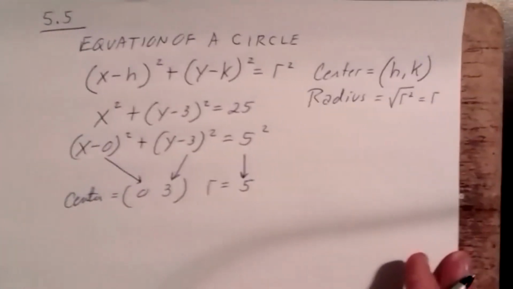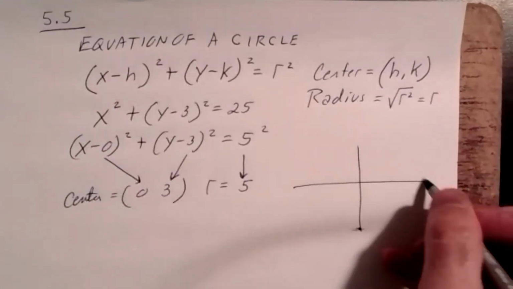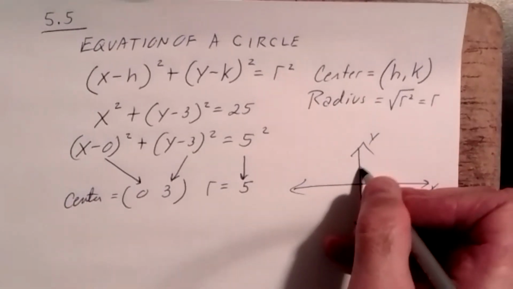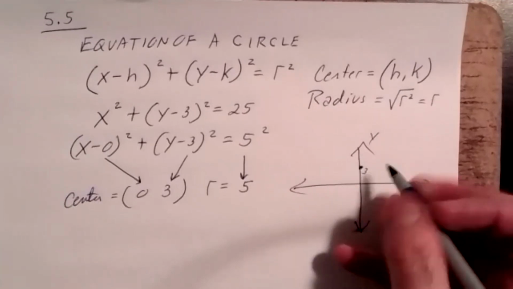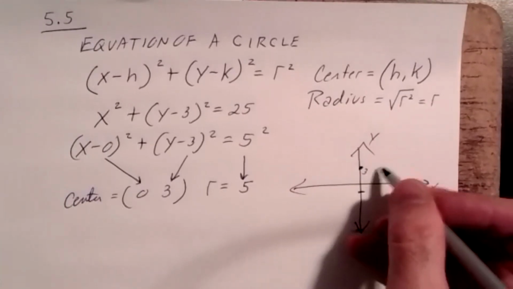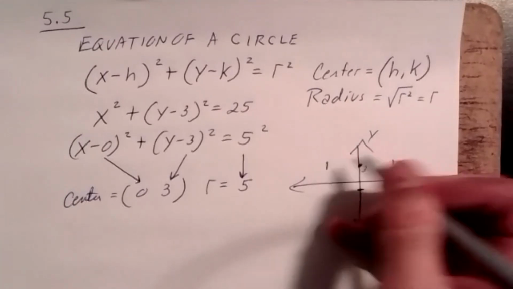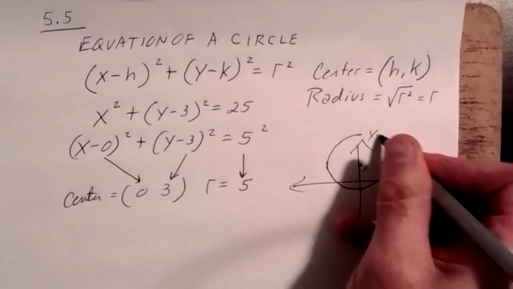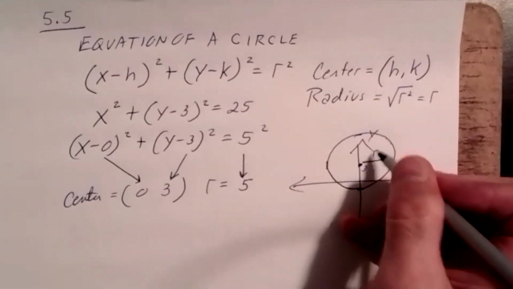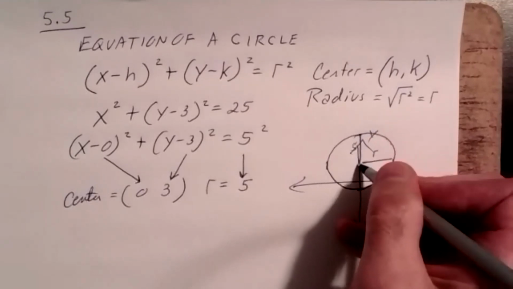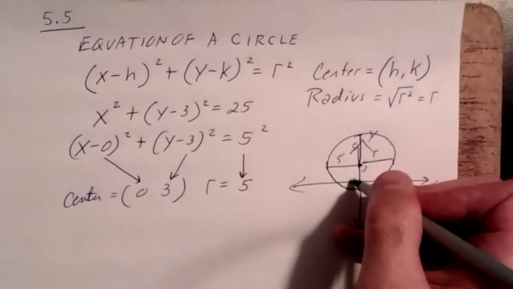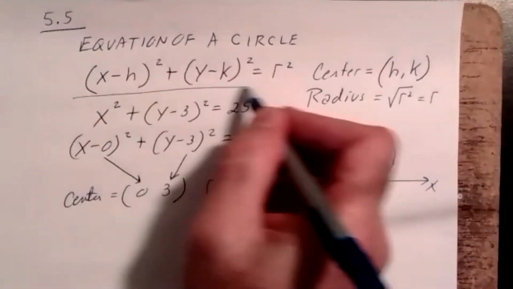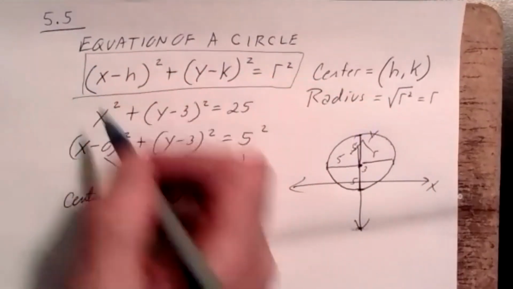Now that you know the center and the radius of a circle, it's very easy to graph the circle. So the center is going to be at (0, 3) up here, and then the radius will be 5 units in all directions. So the radius is 5: 5 that way, 5 this way, 5 this way, 5 this way. So the key is knowing what the equation of a circle is.